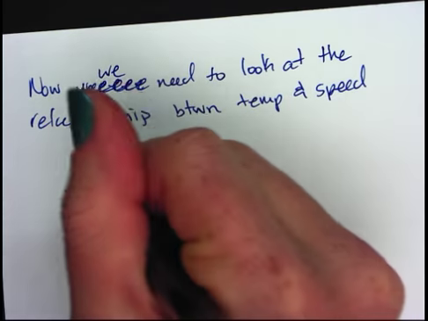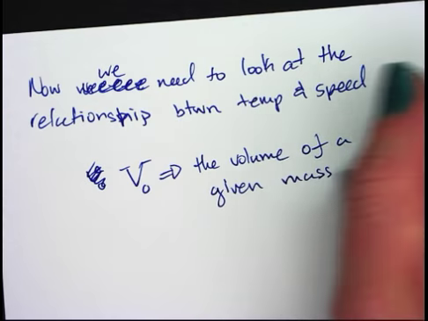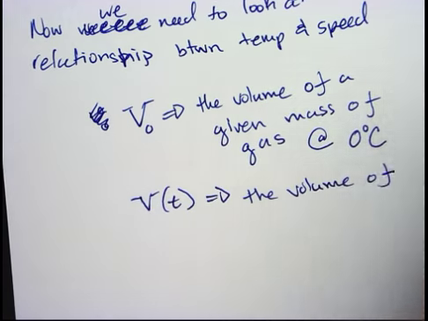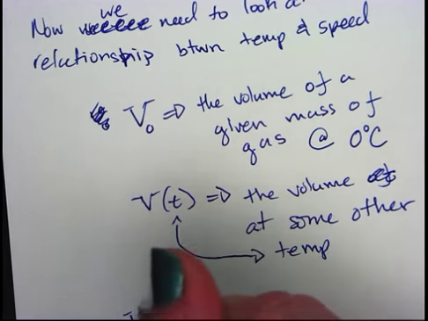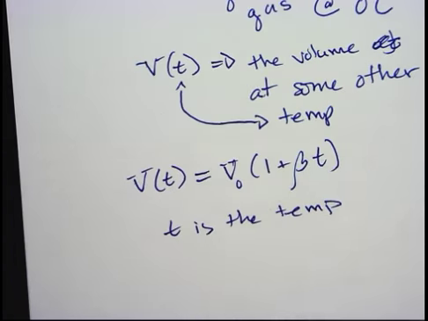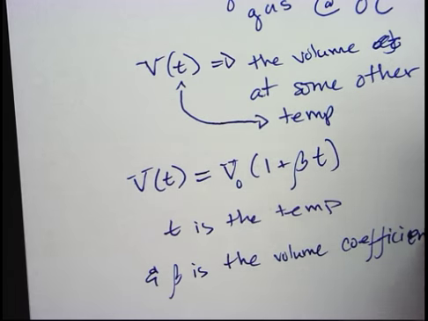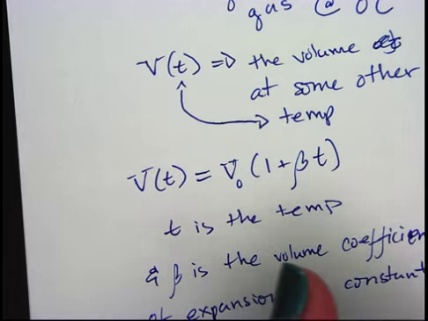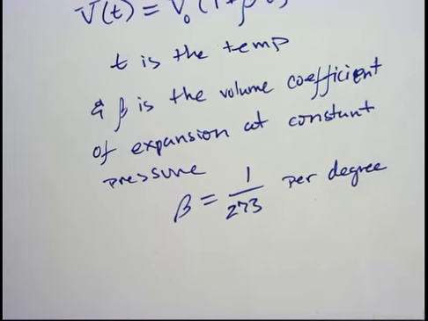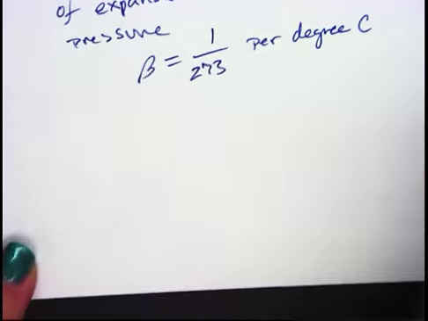If V naught is the volume of a given mass of gas at 0 degrees Celsius, and V of T is the volume at some temperature, the relationship between V of T and V naught is V of T equals V naught times 1 plus beta T, where beta is the volume coefficient of expansion at constant pressure and has a value of 1/273 per degree Celsius for an ideal gas, and T is the temperature at which you're looking. Since the density of the gas is defined as mass per unit volume, the previous equation leads to rho equals rho naught over 1 plus beta T. Substituting that back into our equation for velocity, we get velocity at a specific temperature equal to V naught times the square root of 1 plus beta T.